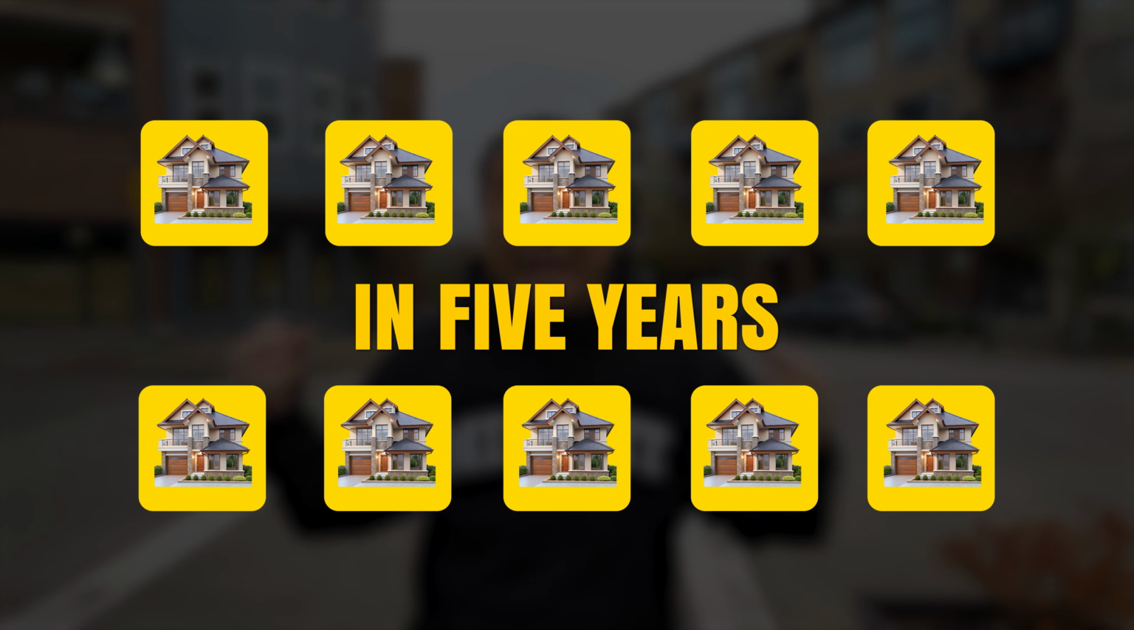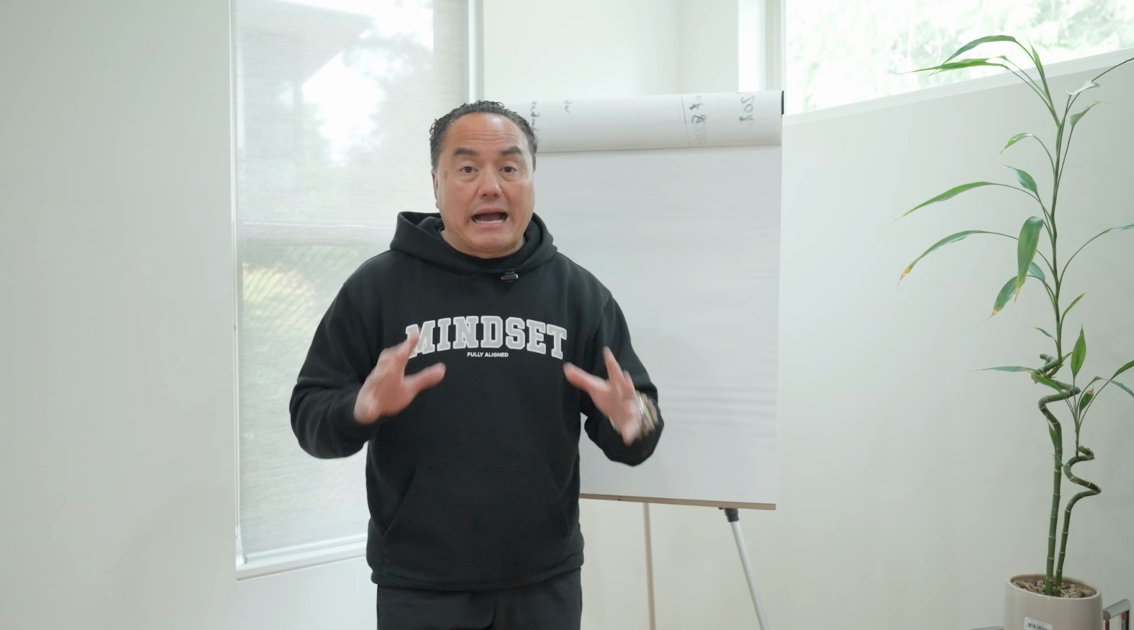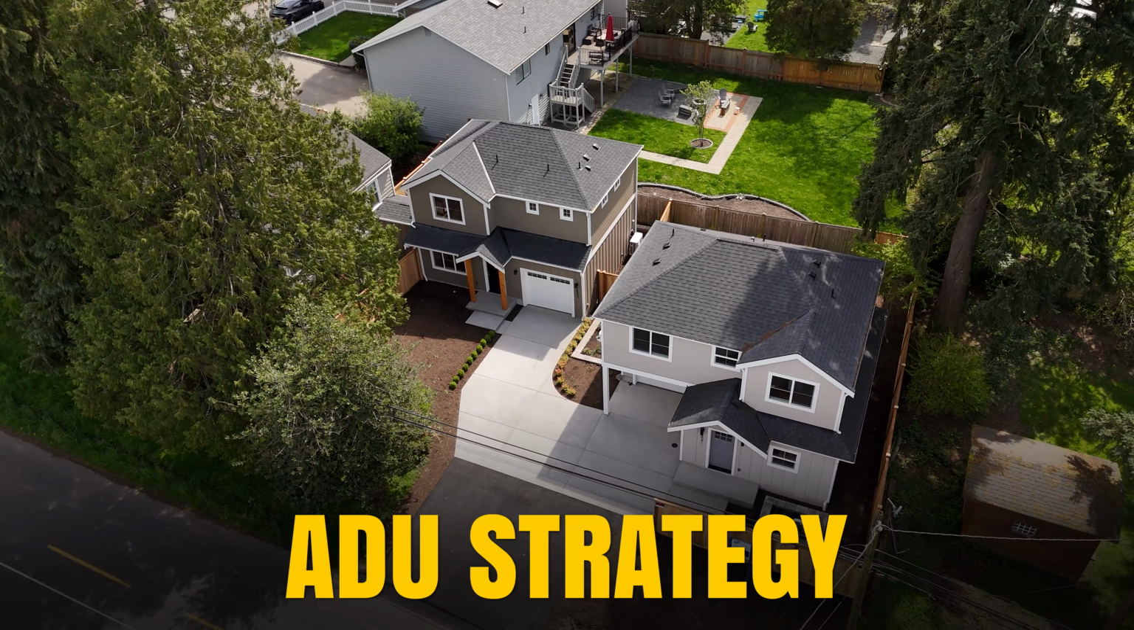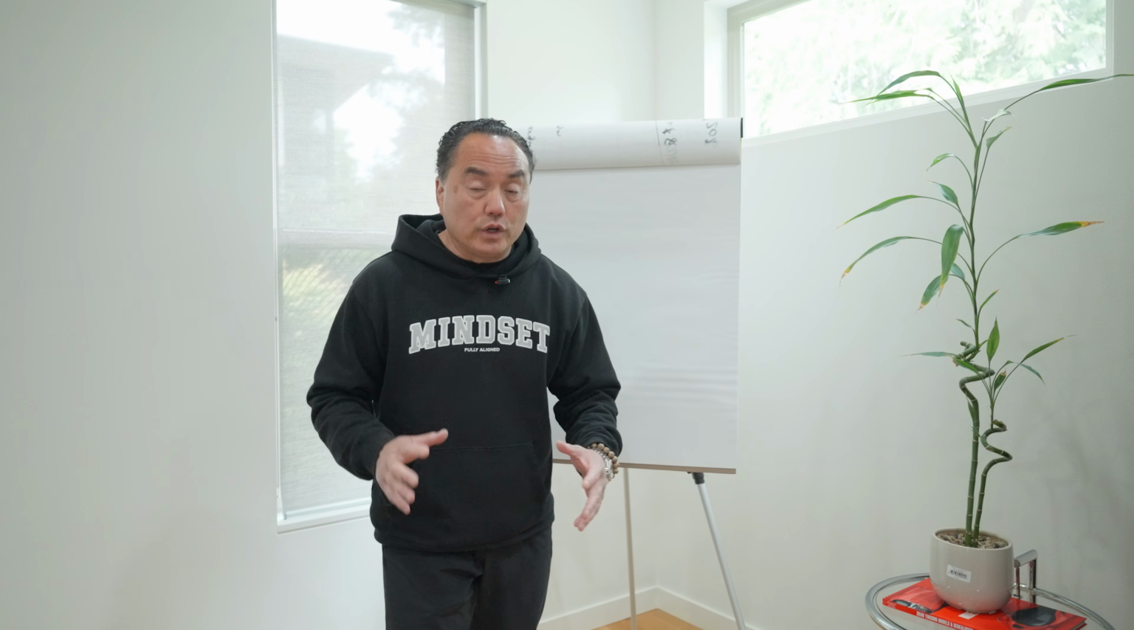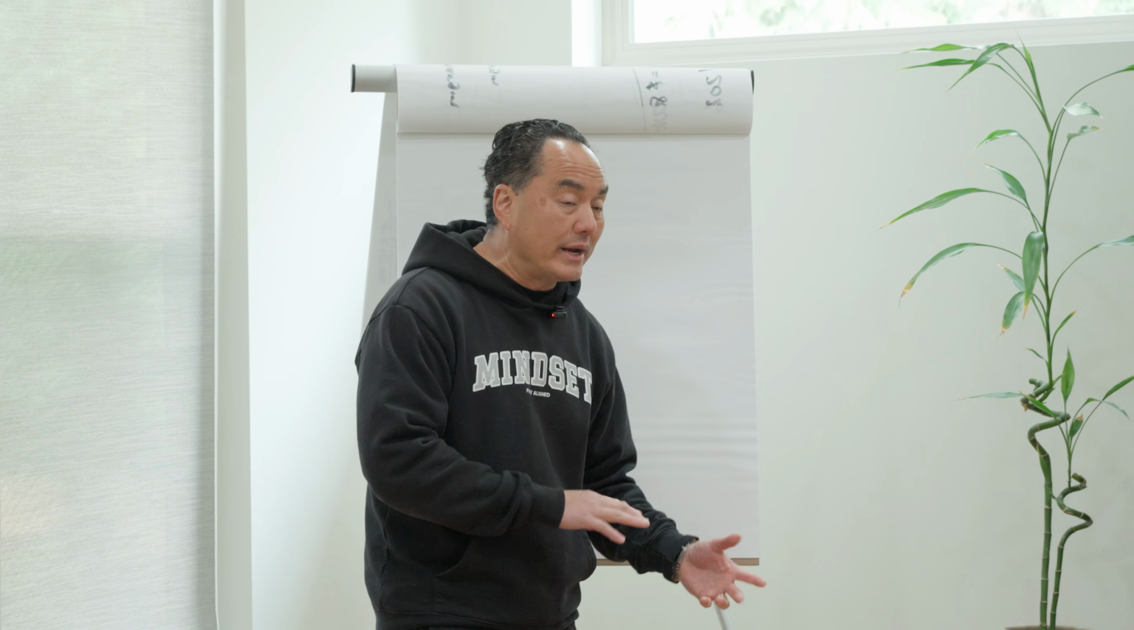2 years ago, I made a video showing people how to buy 10 properties in 5 years using the burst strategy. Now that strategy still works today. However, now I want to show you the new version on how to buy 10 properties with fewer properties using the ADU strategy. By the end of this video, you're going to actually know the whole strategy, how to buy 10 properties and use the ADU strategy in lightning speed.